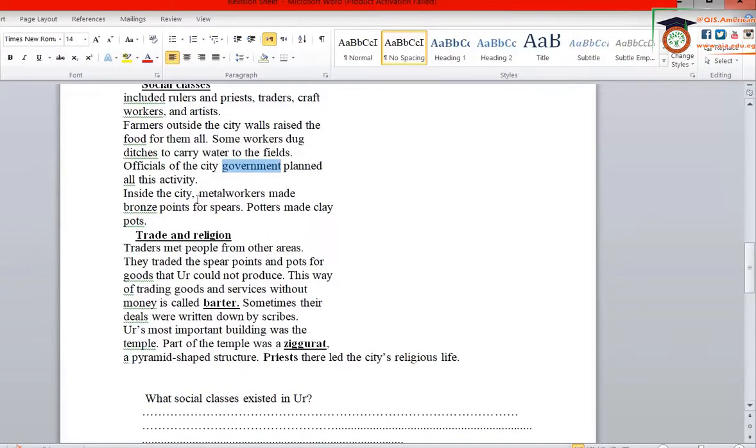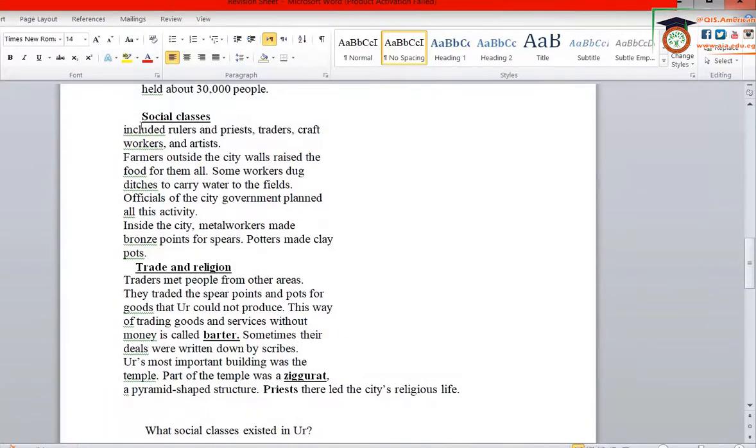Inside the city itself, you would find metal workers who made bronze points for spears, and potters who made clay pots, and all of that. So now we're talking about the social classes. Again, we have 5 social classes. Farmers were in charge of raising food for them all, and the supervision was under government.